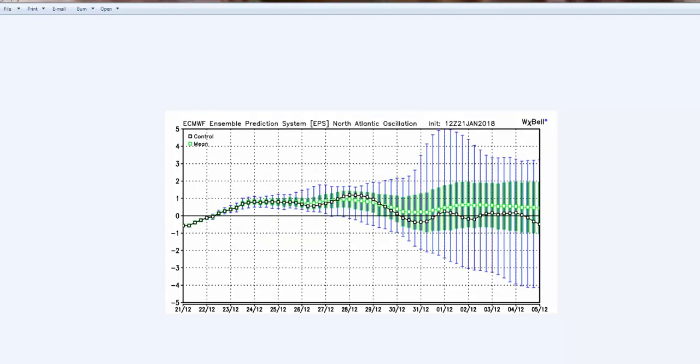Now, if we look at the North Atlantic Oscillation, it's positive. And it stays positive most of the way through, all the way to February 5th. That's not a good sign for an East Coast snowstorm.